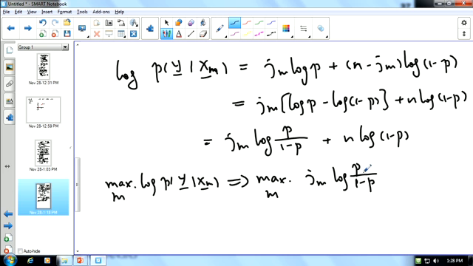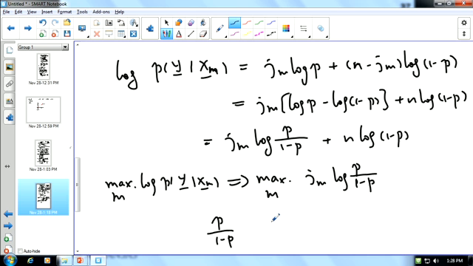So how do we maximize this thing? Let's think about p and 1 minus p. Is p greater than 1 minus p or less than 1 minus p? So is this thing, the factor here, the fraction here, greater than 1 or less than 1? Think about it. Should it be greater than 1 or less than 1? So what's the meaning of p? P is the error probability.